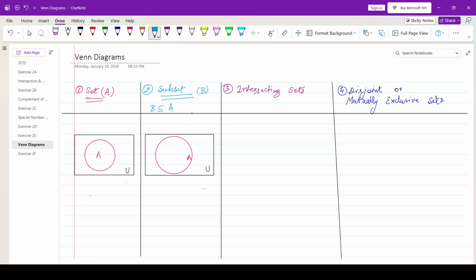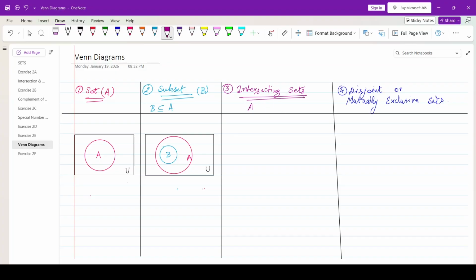Now set B is a subset of A. That means every element of B is also an element of A. So B will be completely inside A. Therefore, B will look like this. This is set B and it is a subset of A. So A has to be a bigger circle around B, and A has to be inside U, that is universal set.